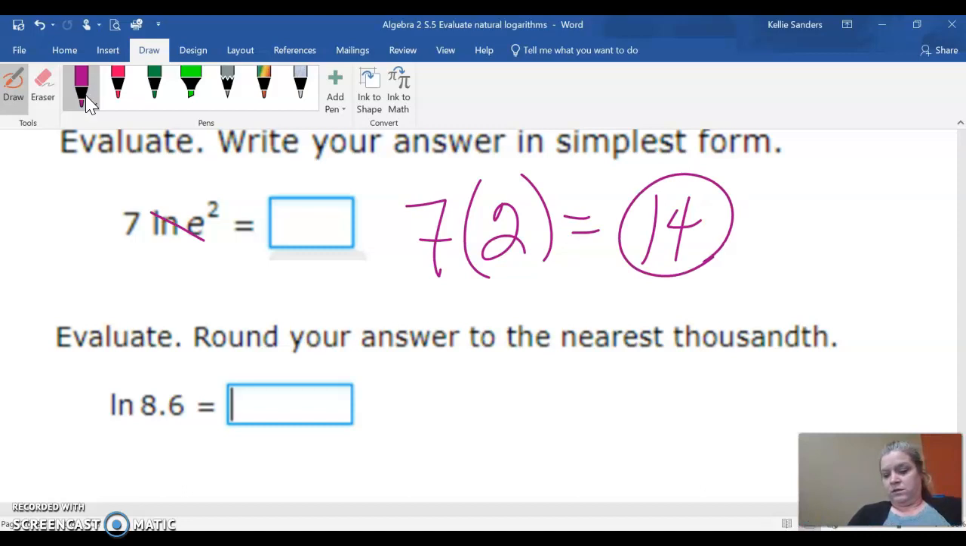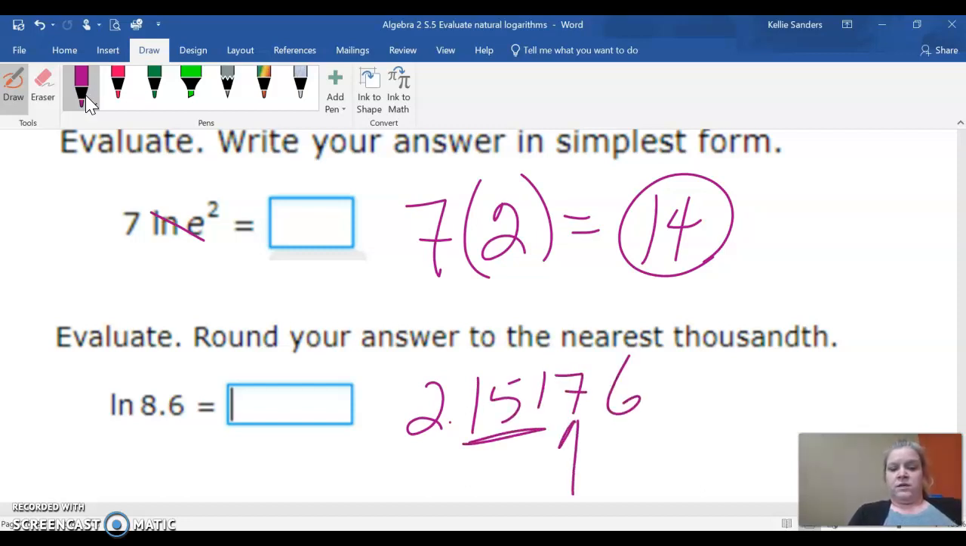Now we're rounding again. So natural log 8.6 equals 2.15176. 1, 2, 3. Is the 7 going to change the 1? Yes.